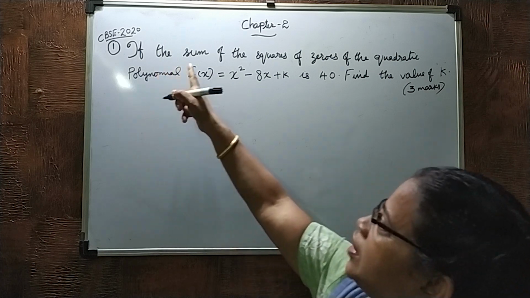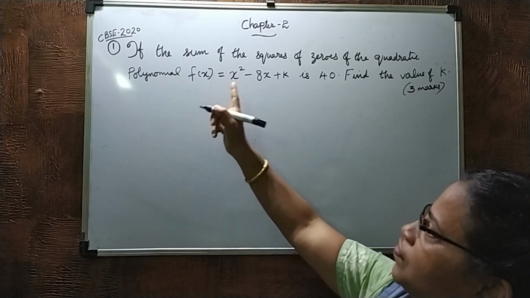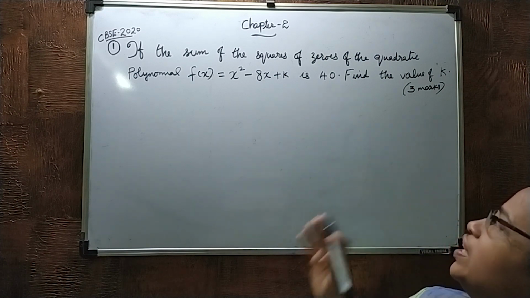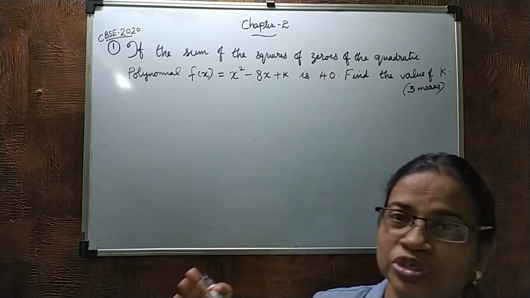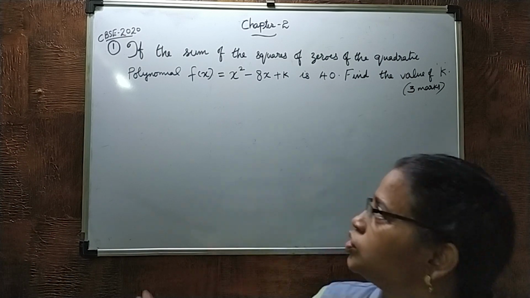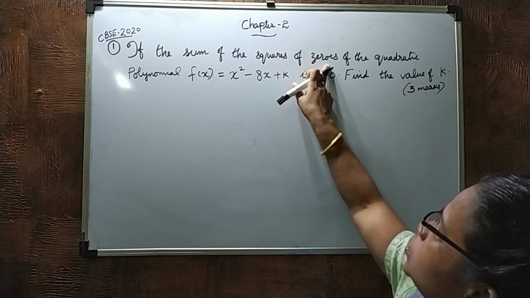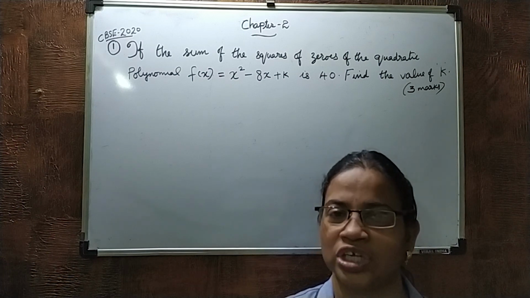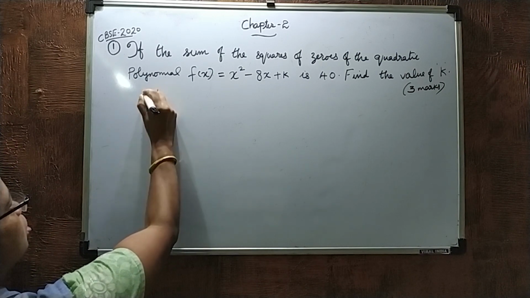So, the question is, if the sum of the squares of zeros of the quadratic polynomial f(x) = x square minus 8x plus k is 40, find the value of k. When the zeros are given, you have to think about alpha and beta, negative b by a, c by a, etc. How many zeros are there? 2 zeros. So, let alpha and beta be the 2 zeros.